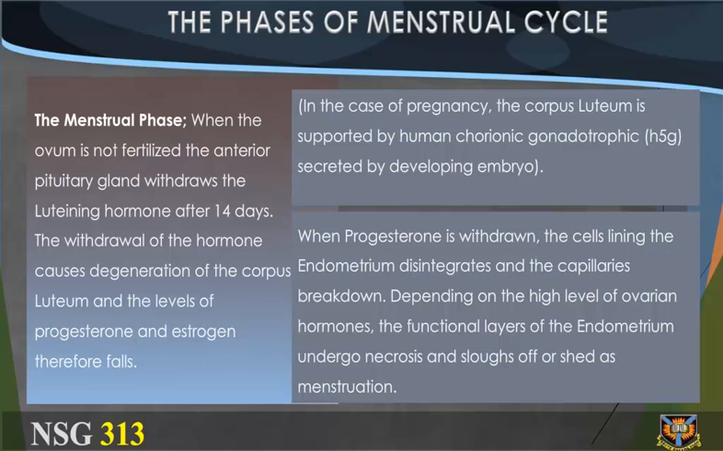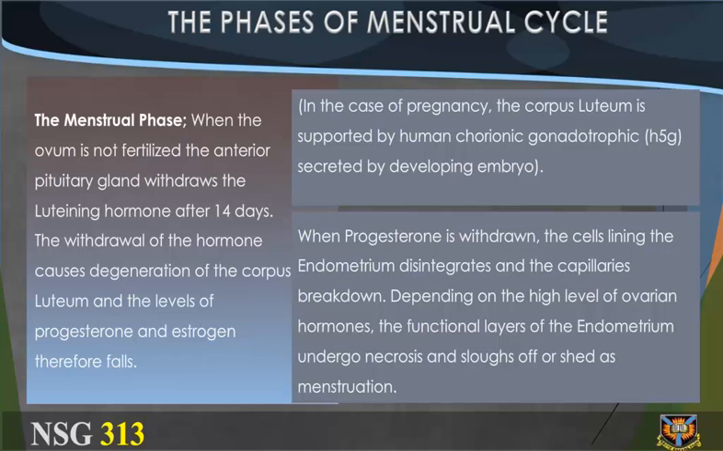The menstrual phase. When the ovum is not fertilized, the anterior pituitary gland withdraws the luteinizing hormone after 14 days. The withdrawal of the hormone causes degeneration of the corpus luteum and the level of progesterone and estrogen therefore falls. In the case of pregnancy, the corpus luteum is supported by human chorionic gonadotrophin, HCG, secreted by the developing embryo. When progesterone is withdrawn, the cell lining, the endometrium, disintegrates and the capillaries break down.